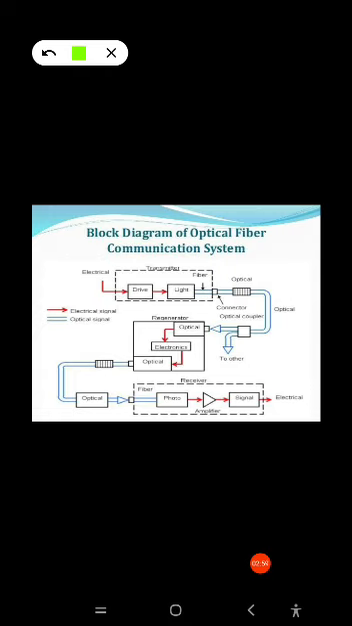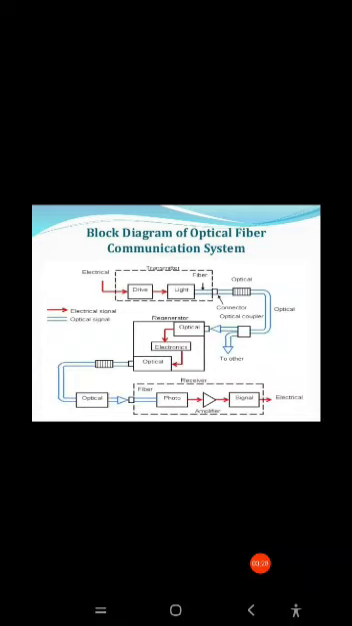Here the red color is the electrical signal and the blue color is the optical signal. In this figure we can observe clearly that the red color signal is the electrical signal and the blue color is the optical signal. Now we divide this entire block diagram into three parts: transmitter, regenerator and then receiver.